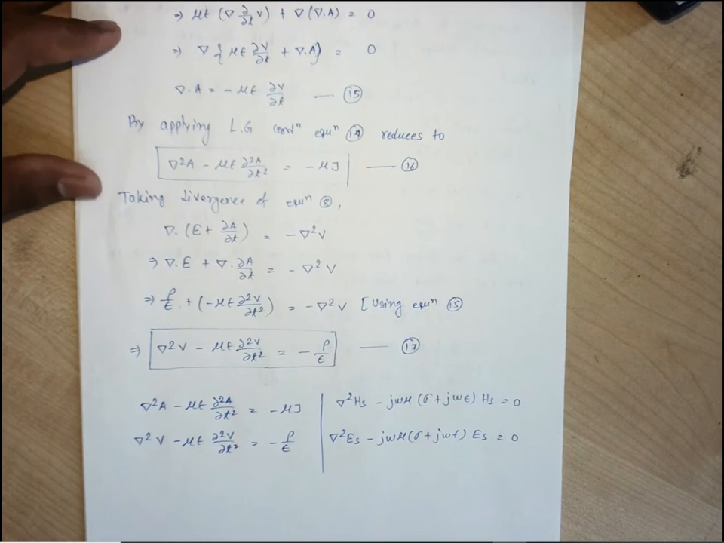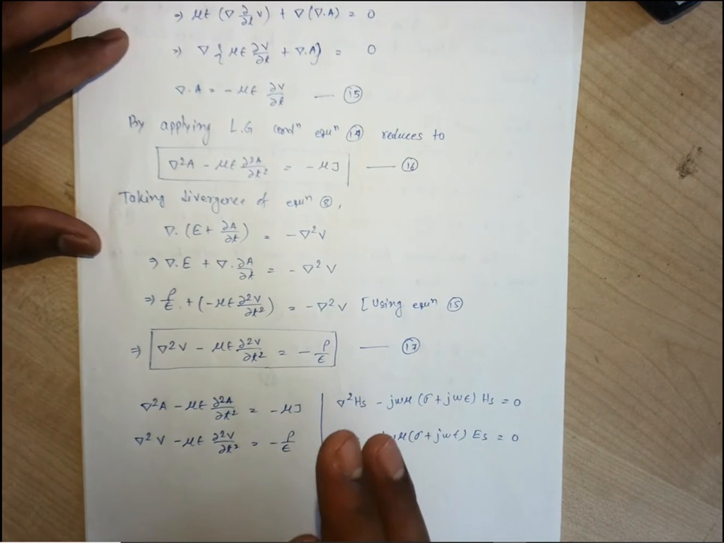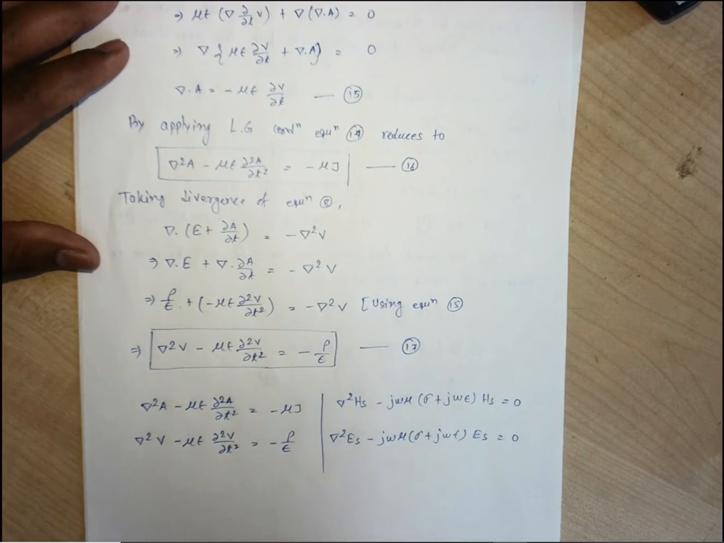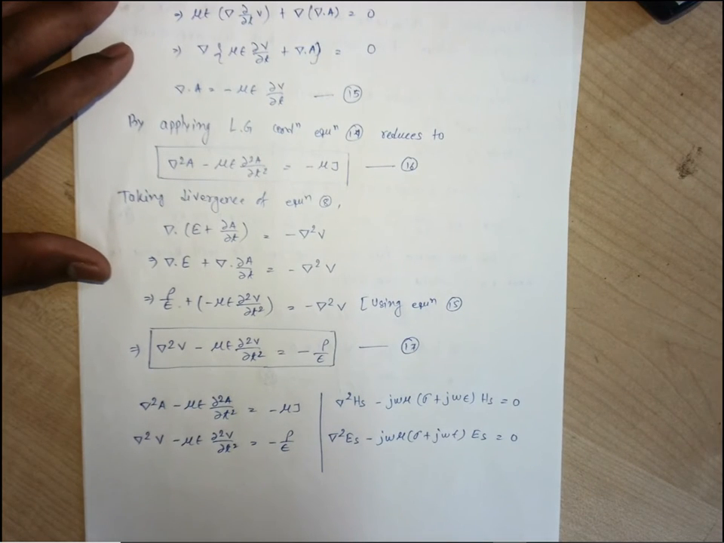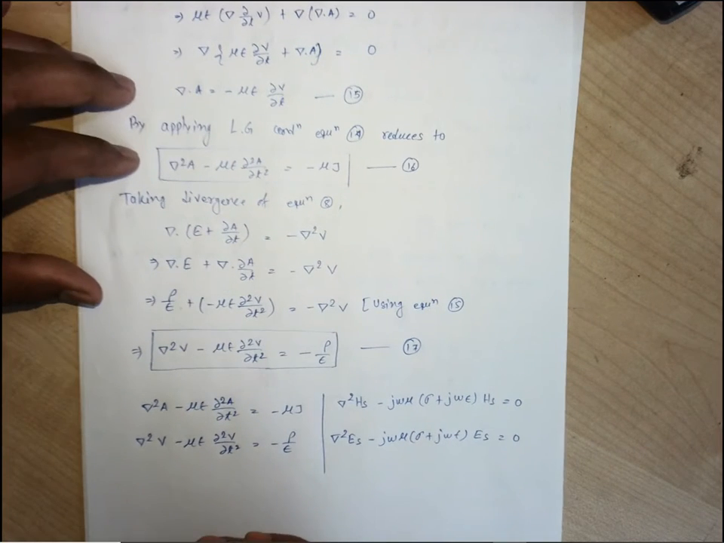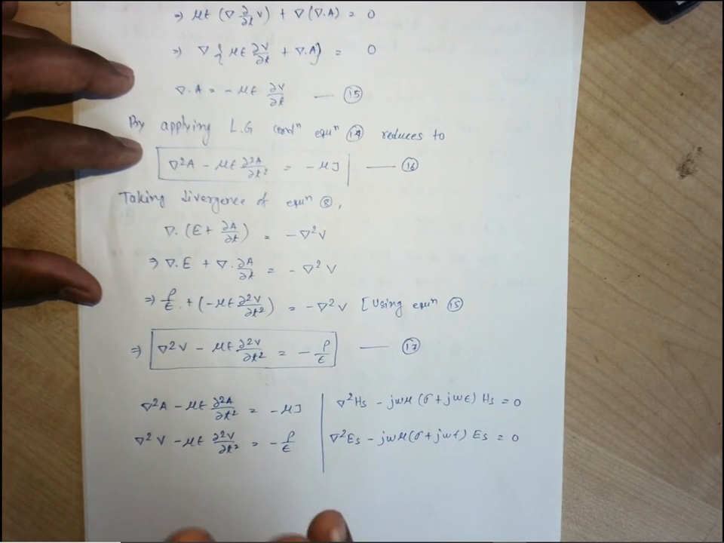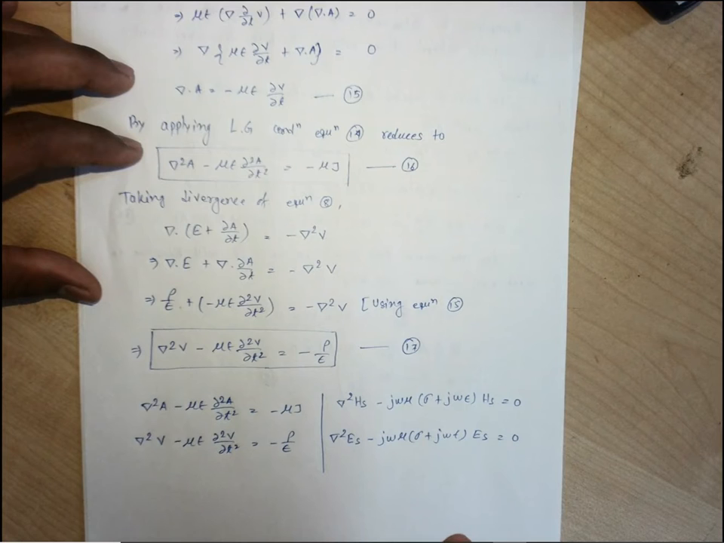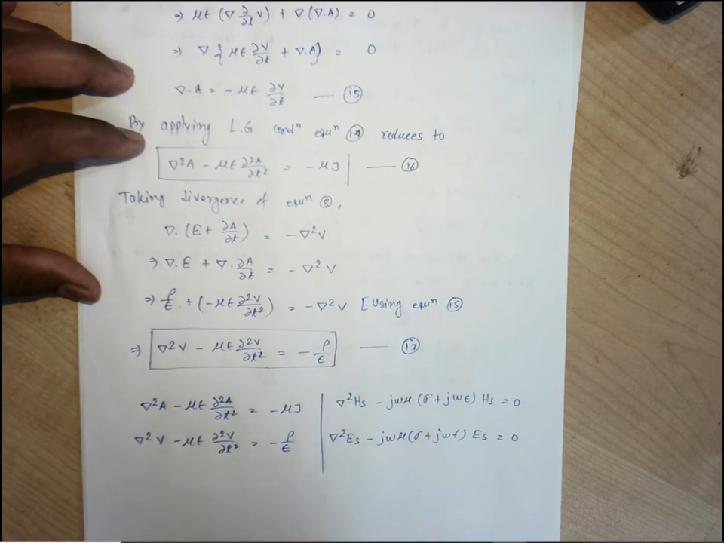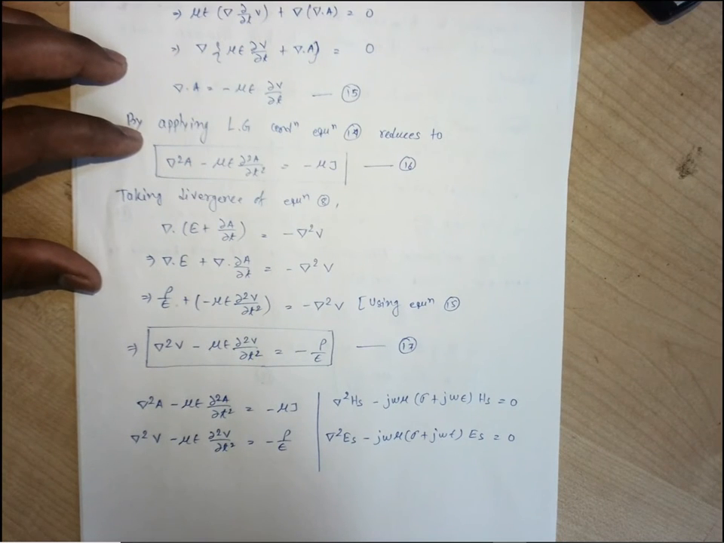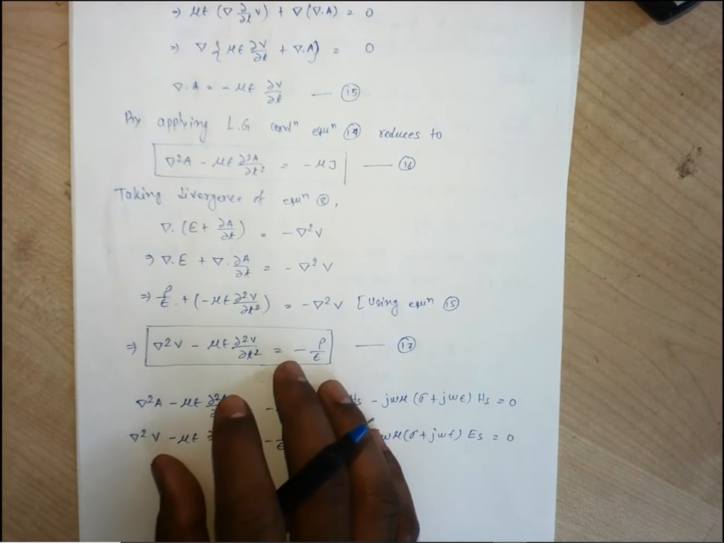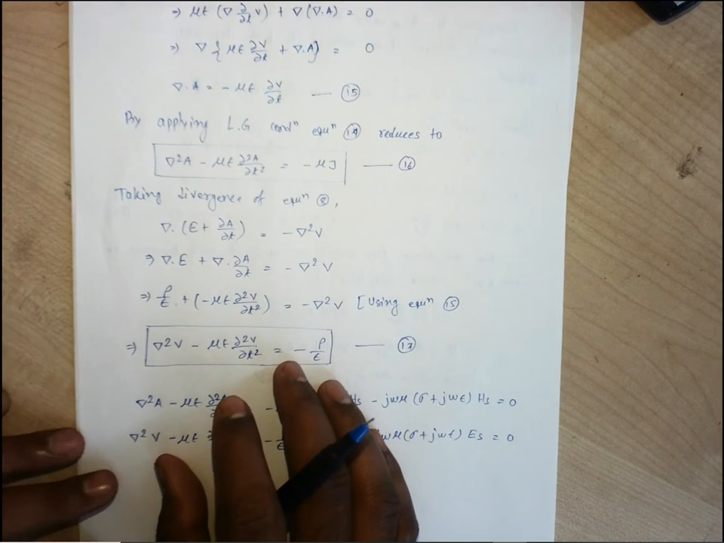So what can we say? By defining this Lorentz condition, we not only decouple the two potentials, that is the magnetic vector potential and the electric scalar potential, but we also get equations which are identical to the wave equation, by putting J and rho equal to 0, that is the source free condition.